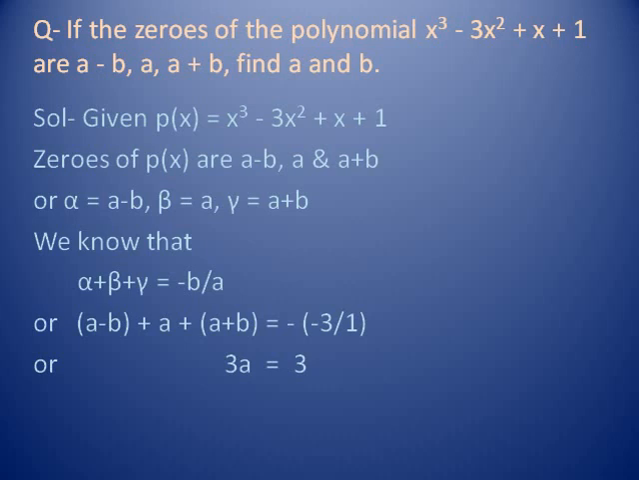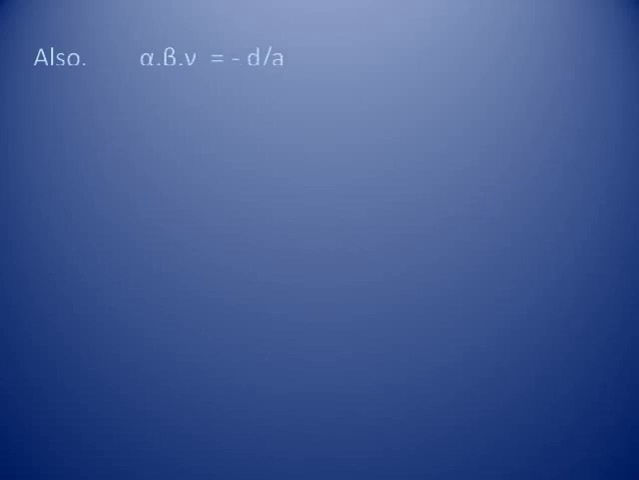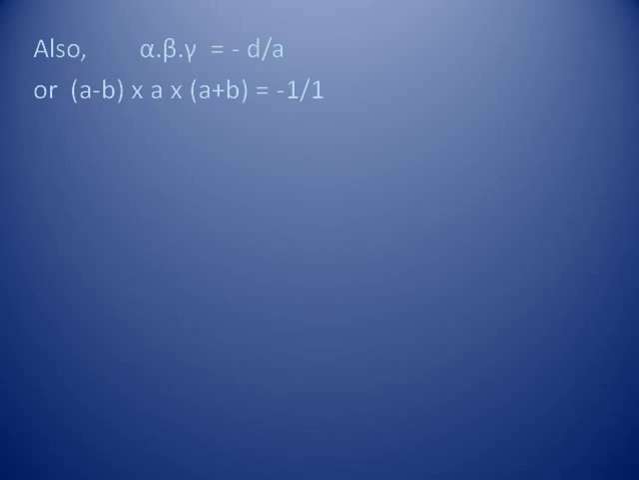Now let us take the product of the zeros. We know that alpha into beta into gamma is equal to minus d by a, where d is the constant term and a is the coefficient of x cube. Substituting the values, a minus b into a plus b into a is equal to minus 1. Since the value of d is 1, we have written 1, and the coefficient of x cube is 1, so the denominator is also 1. Substituting the value of a in the LHS, we get 1 minus b into 1 plus b, where a is 1 as we obtained just above, and on the right side we get minus 1.